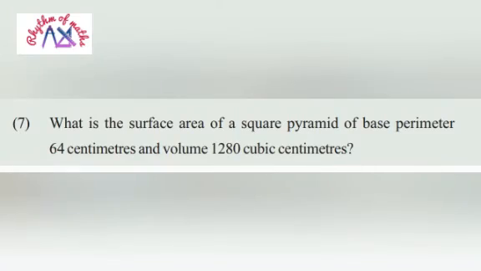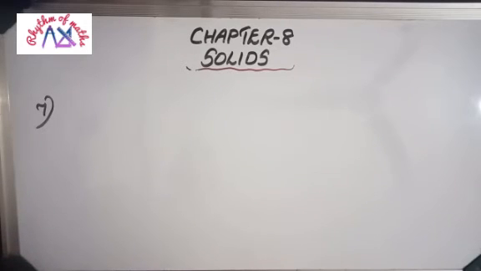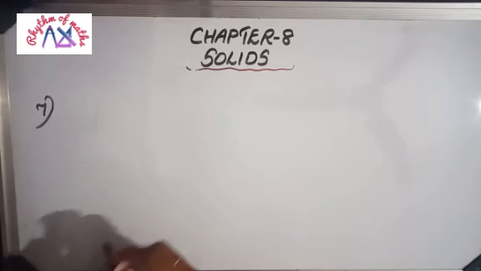Okay. Last one, question number 7. What is the surface area of a square pyramid of base perimeter 64 centimeter and volume 1280 cubic centimeter? Here in this question, base perimeter is given. Okay, base perimeter and volume is given. We have to find the total surface area.